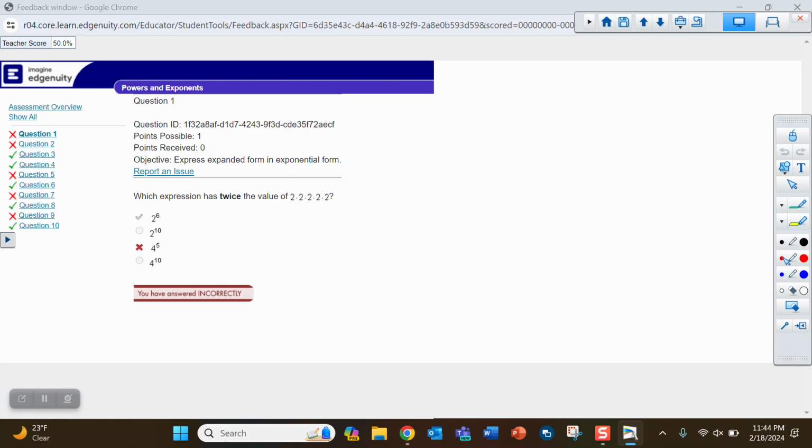This first one asks for which expression has twice the value of what appears to be 2 to the 5th power. There are 5 2's there. Twice that means we would just multiply it by another 2, so that would be 2 to the 6th power.